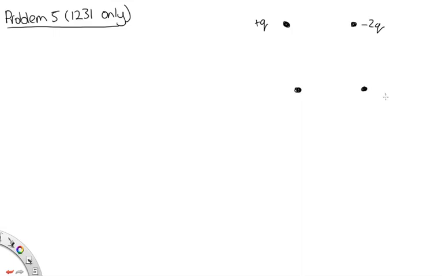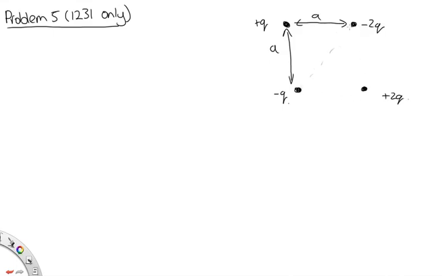Problem 5. In this question we have a square set up. We've got a charge up here of magnitude plus q, a charge over here with magnitude minus 2q, down here we've got our charge plus 2q, and down here we've got a charge minus q. The distance between each of these is a, and it's a square, so all those distances are the same.